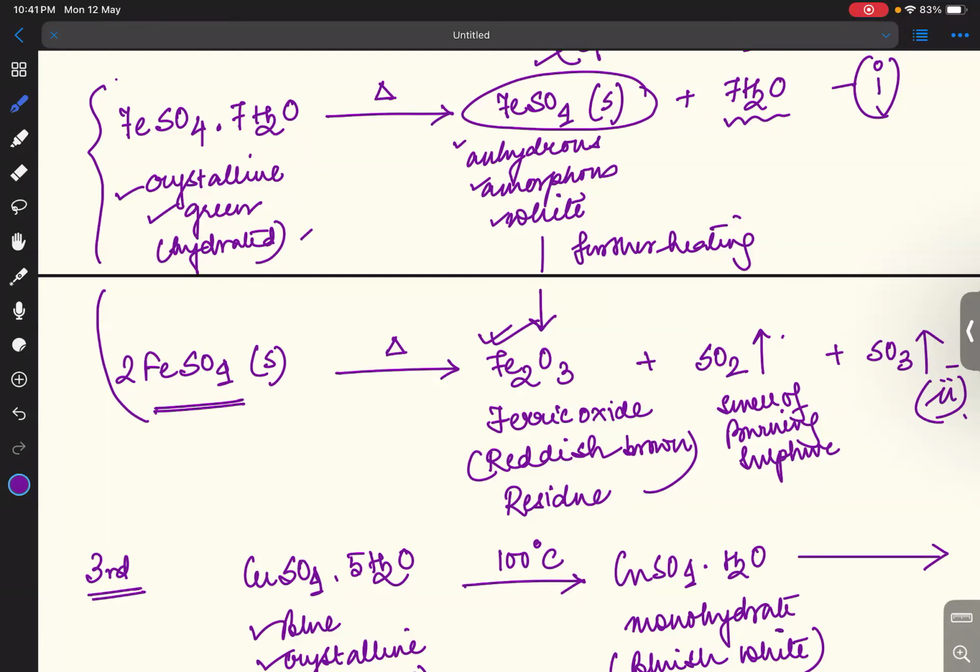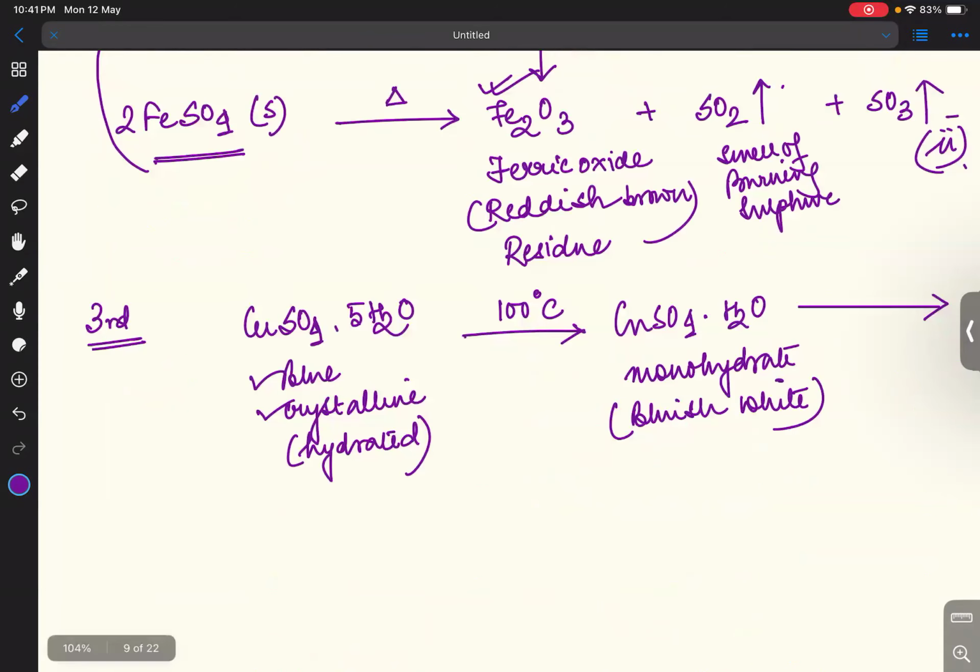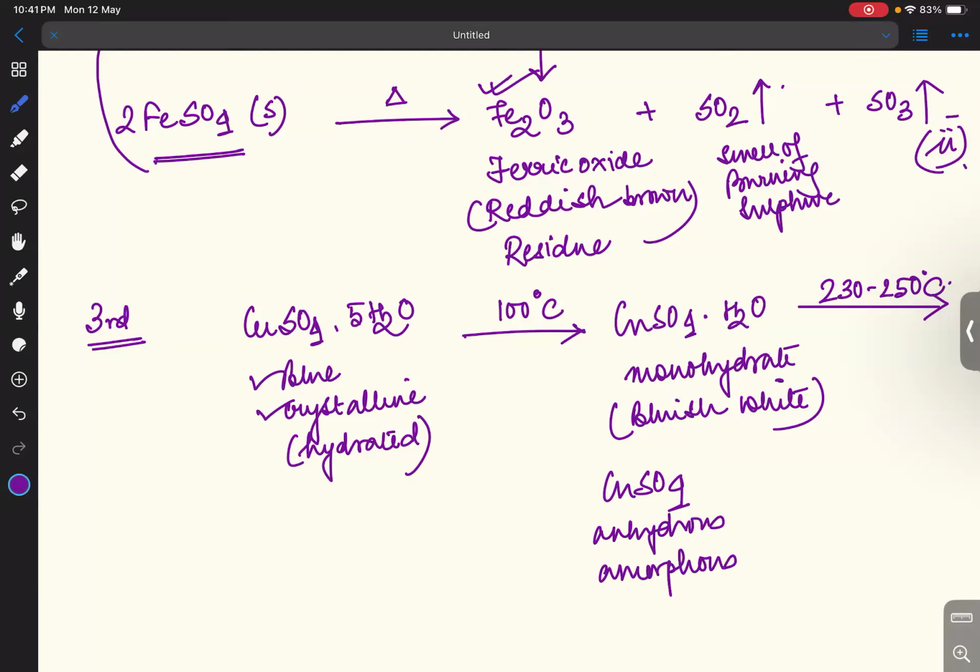Okay. So copper sulfate, first it will give you monohydrate, and then if we further heat it to 230 to 250 degrees Celsius, we will be getting copper sulfate in the anhydrous form. In the anhydrous form, it will be amorphous, obviously no shape, and white in color.